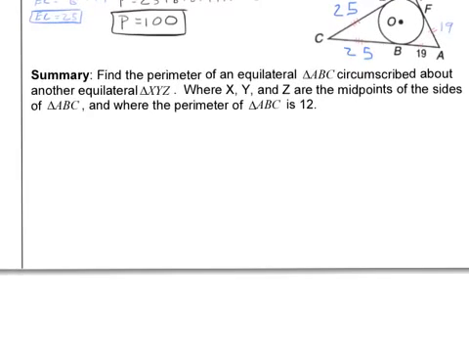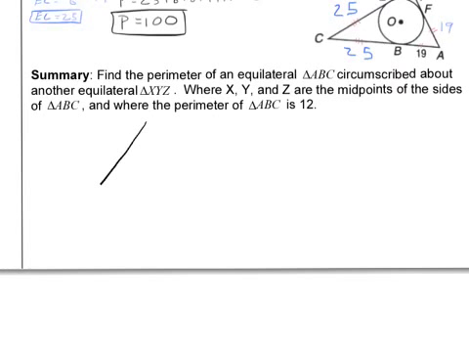This problem is going to be a little bit trickier, but I want you guys to try it on your own. It says find the perimeter of an equilateral triangle ABC. Okay, so we know something about triangle ABC. Circumscribed about another equilateral. Okay, so it just means it's outside another equilateral. I think that this language may not be correct, but it's circumscribed about another equilateral triangle XYZ. So let me show you what this has to look like.